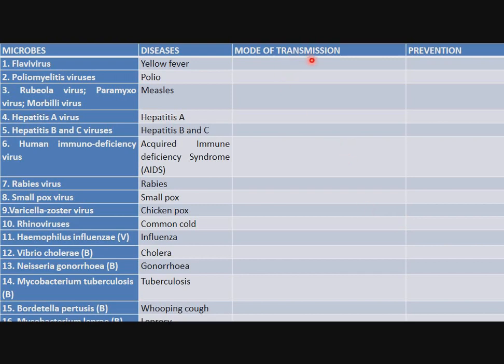Now this will come as your assignment. I have listed all these microorganisms and the diseases they cause. Your assignment will be to put the mode of transmission and their prevention. Mode of transmission and their prevention. I advise that you do it very well. Minimize copying from the internet. I always advise you guys, cite more of your textbook and notes than the internet.